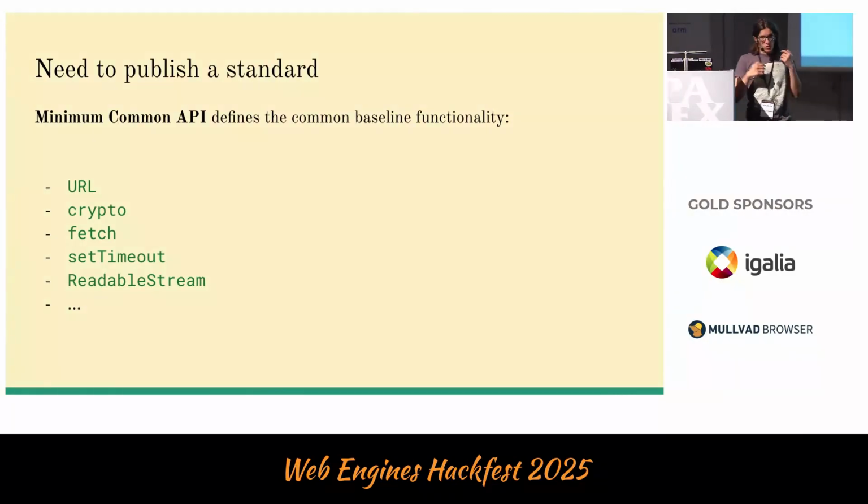So we decided that we needed to publish a standard. So we have the minimum common API that was initially prototyped as part of WinterCG, that defines the common baseline functionality, the things that we expect every server-side runtime to have. These are present in Node.js, in Deno. These are present in Cloudflare Workers, Bun. So it's things like URL, the crypto API, fetch, setTimeout, ReadableStream, the works.